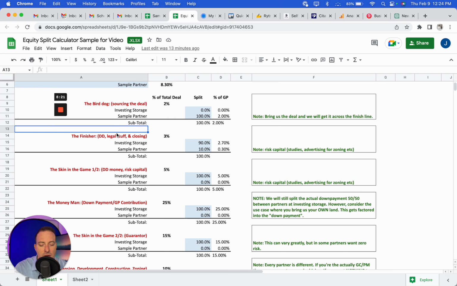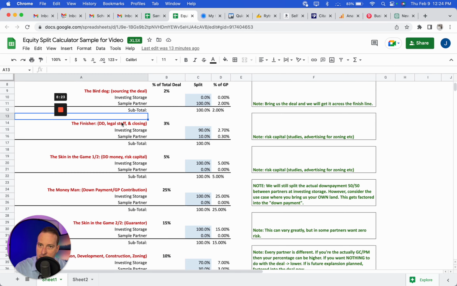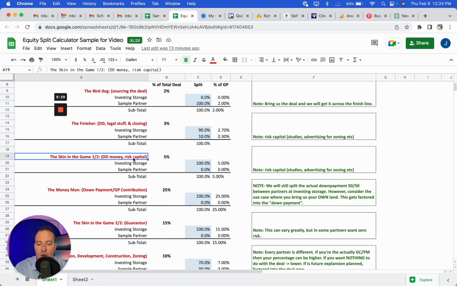The finisher, so important. There's a lot of stuff that goes into finishing these deals, a lot of work. Guys are going to make you do stuff. You might not want to do it. You still got to do it, whatever. 3%. So Investing Storage, that's us. We push these deals across the finish line. We will claw. We will do everything we can, and we will make these deals work if they're a good deal.